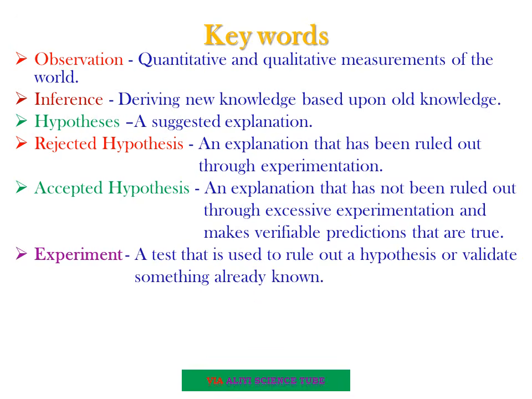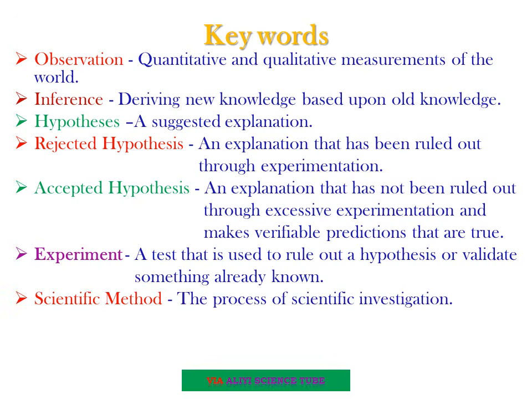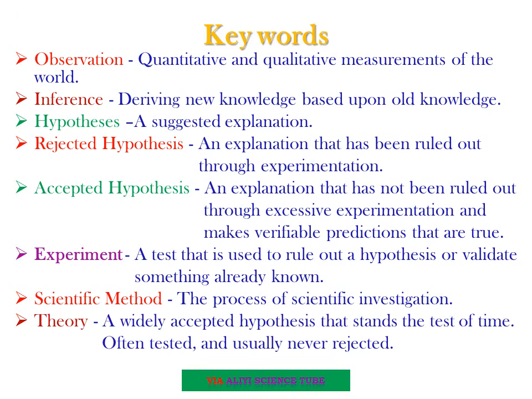Experiment is a test that is used to rule out a hypothesis or validate something already known. Scientific method is the process of scientific investigation. Theory is a widely accepted hypothesis that stands the test of time, often tested and usually never rejected.